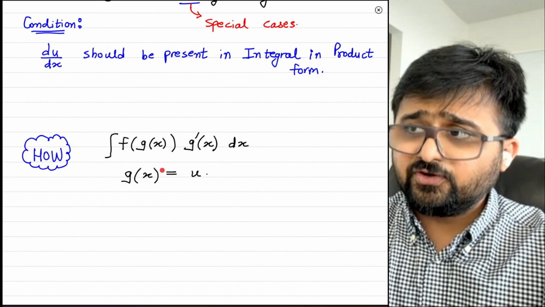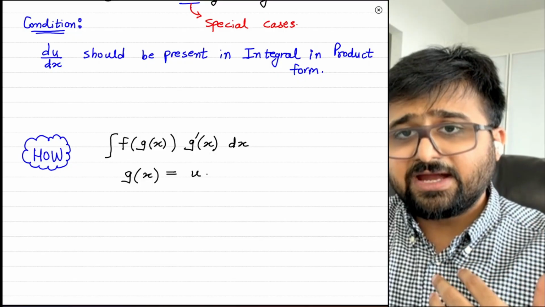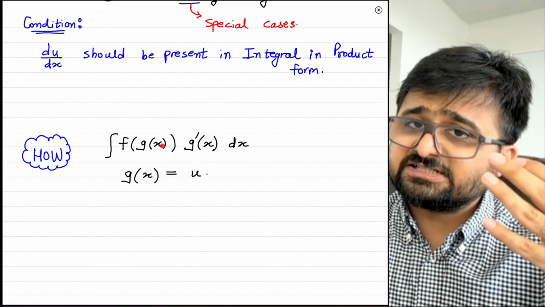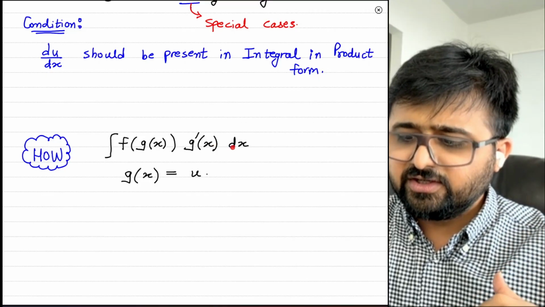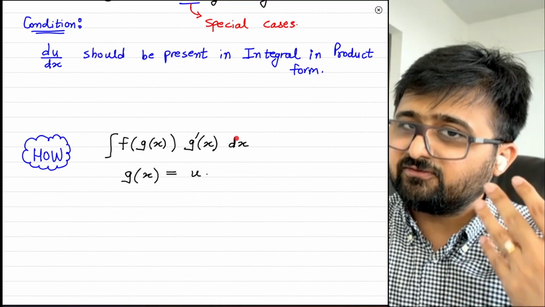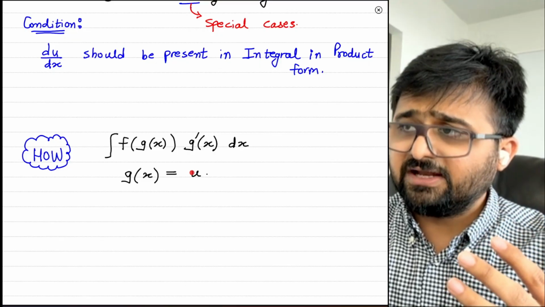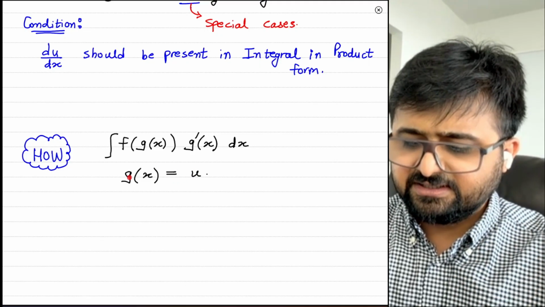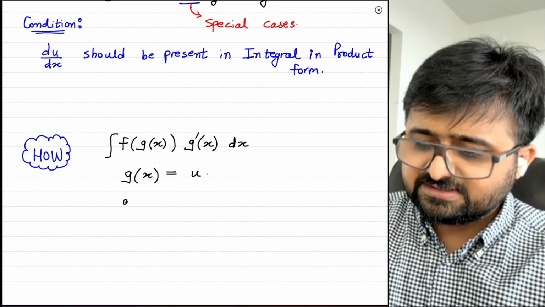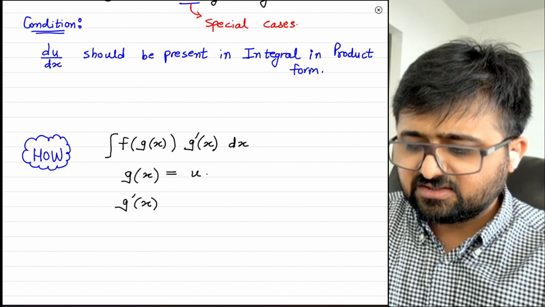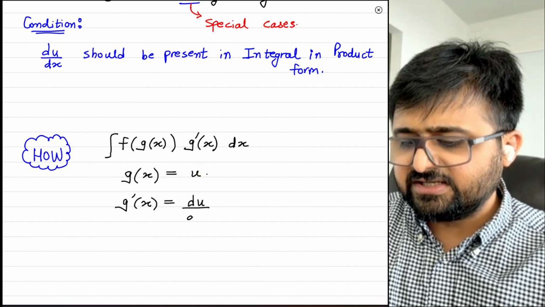Now, after this step, just differentiate both the sides. Why do we differentiate both the sides? Because now we have to convert this integral from the x world to the u world. So to convert this integral from the x world to the u world, we'll also convert that dx in terms of du. If you want to find the value of du, you will have to differentiate both the sides with respect to x. The derivative of g of x with respect to x is g dash of x, and the derivative of u with respect to x is du by dx.